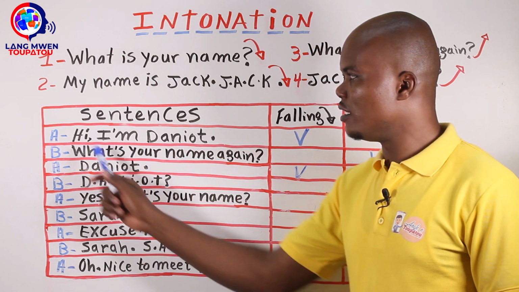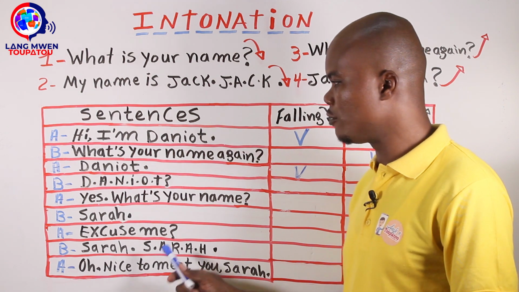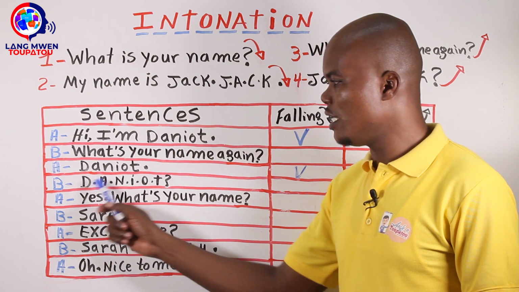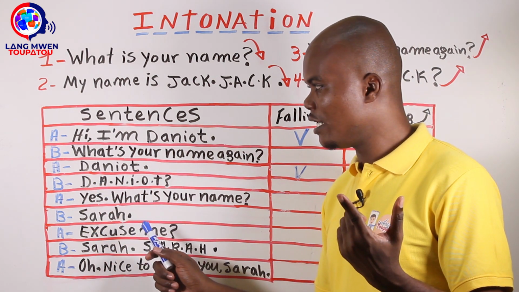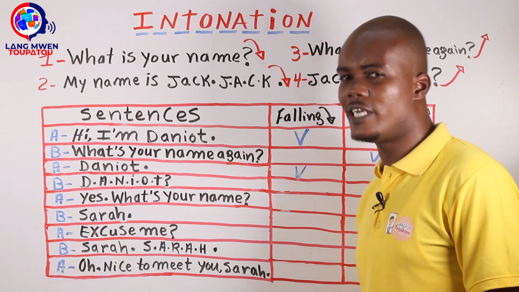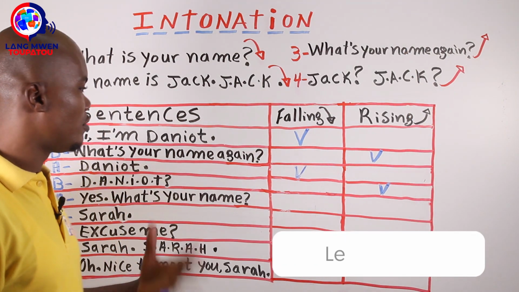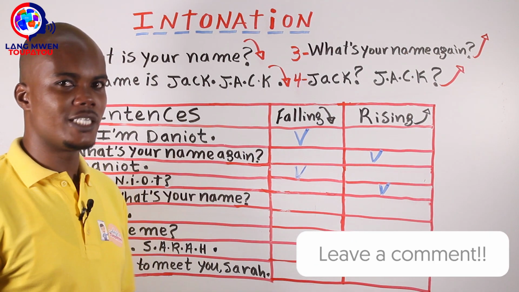What's your name? Daniel asks the question to B. You're gonna know the name of B after. Yes. D-A-N-I-O-T, B. And A says, yes. What's your name? Comment below to say if we have a falling or rising intonation.